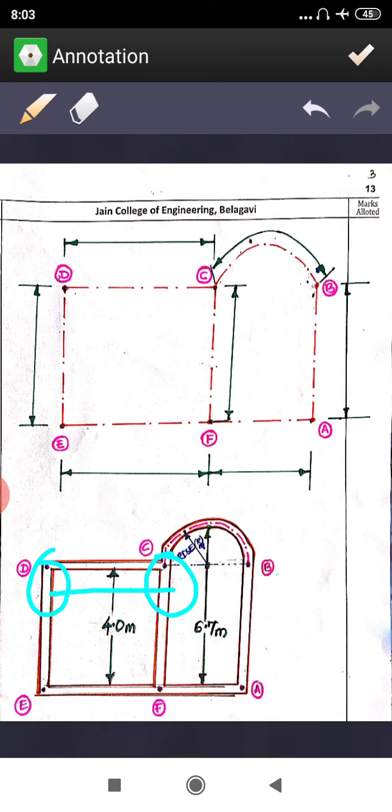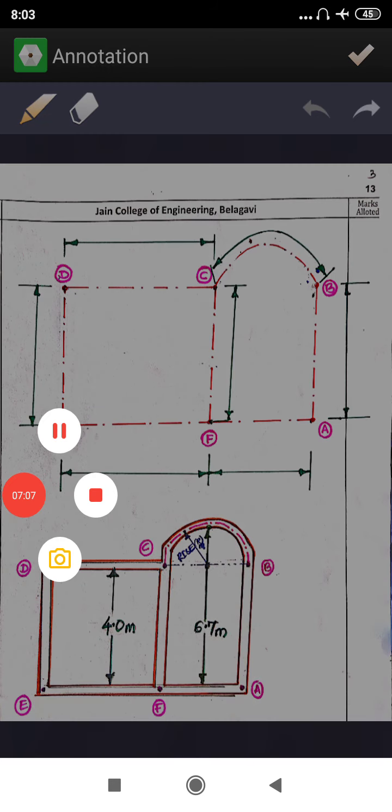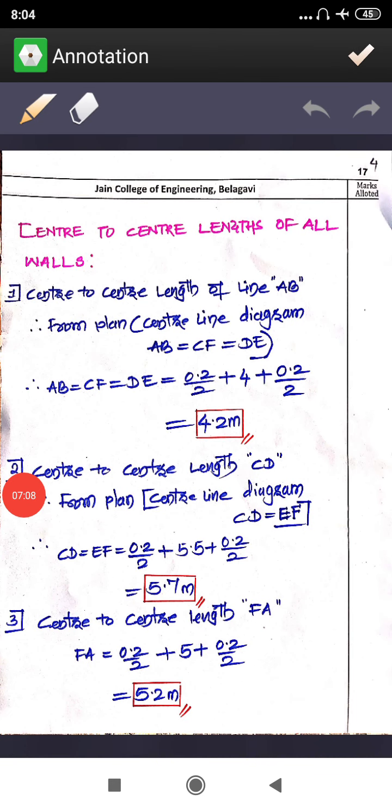So CD is 0.2 by 2 plus 5.5 plus 0.2 by 2. So it is 5.5 plus 0.2. It is going to be 0.7. So I'll show that here. See that here I have shown you. So it is 5.5, that is the inner distance, plus half of the wall thickness plus half of the wall thickness. So it is going to be 5.7.